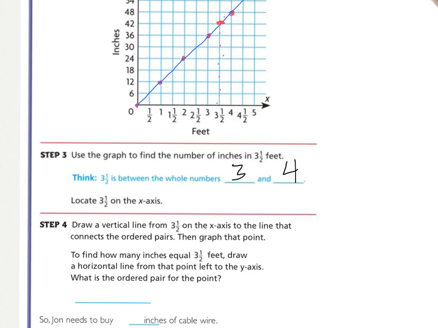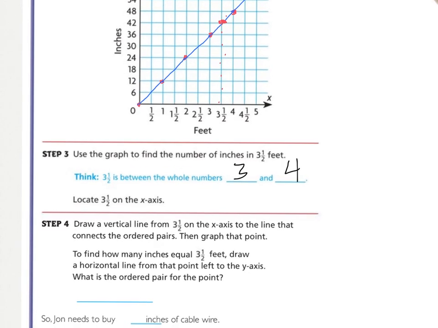And then the next step is to find out how many inches equals 3.5 feet. We need to draw a horizontal line to the y-axis. So what's the second half of that? Right now, I'm going to actually just write down, we know that the first x coordinate is 3.5. So if we take our dot from right here and we go left to the y-axis, we can see it crosses at 42. So our second point is 42.